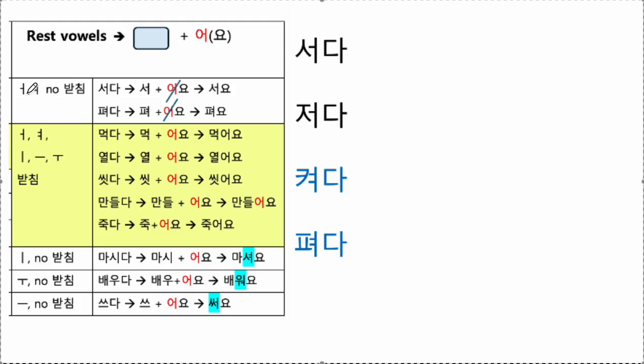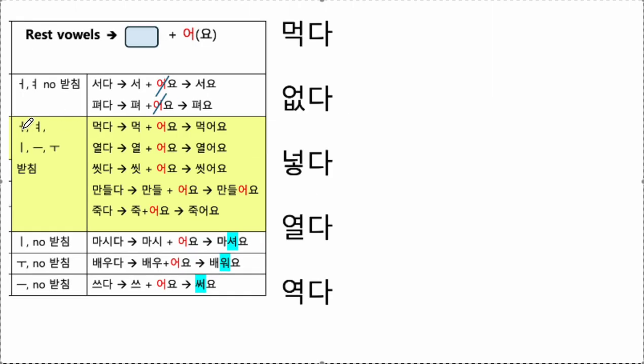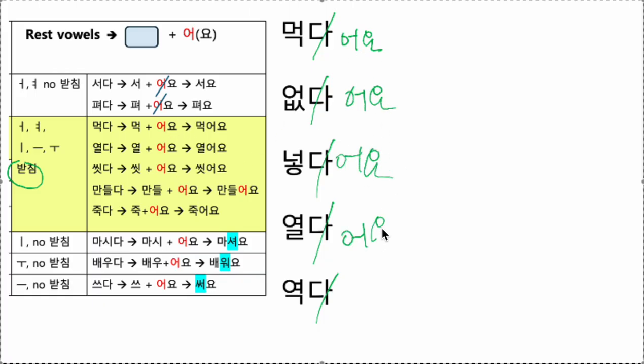Okay, so let's go with 받침. It does not matter whether the last vowel is 어, 여, 이, 우. If it has a 받침, it's regular. What do I mean? You first drop 다, and then you put 어요. So it's 먹어요, 없어요, 넣어요, 열어요, 엮어요.